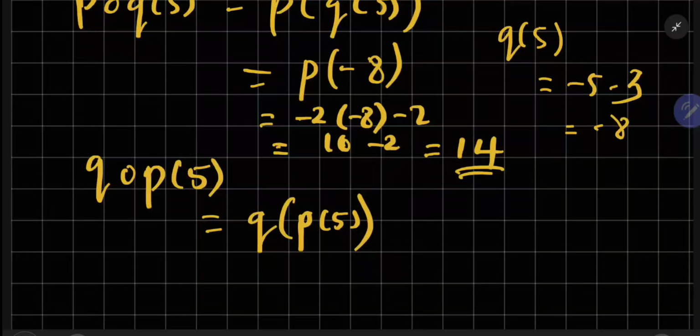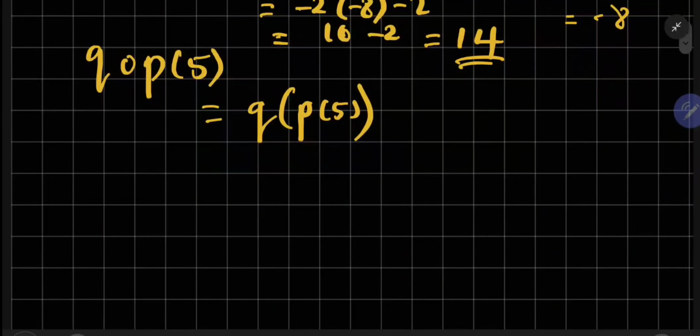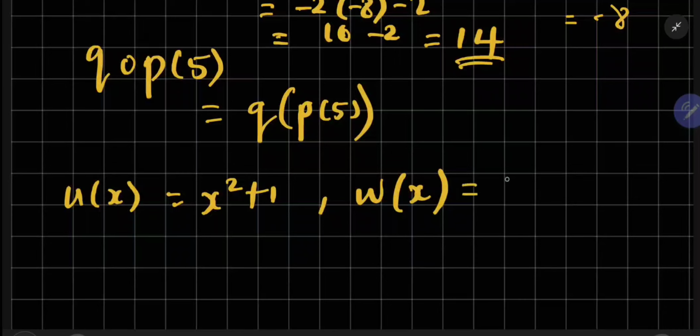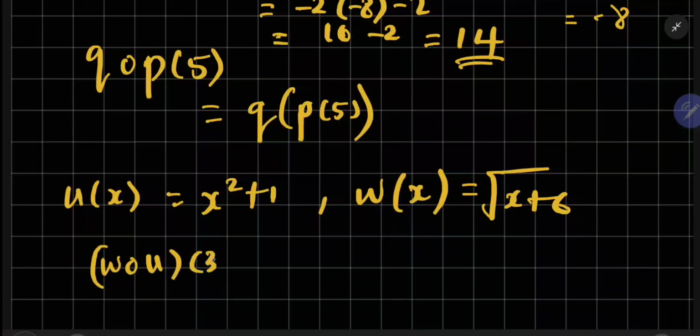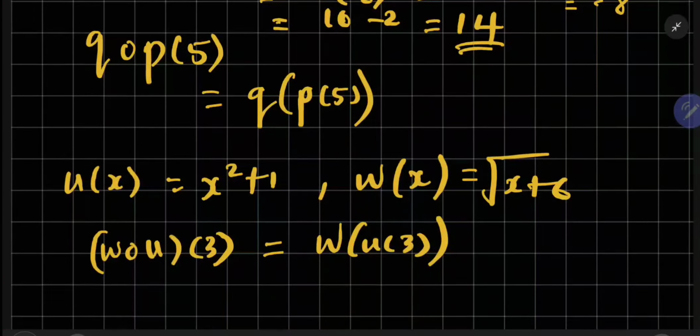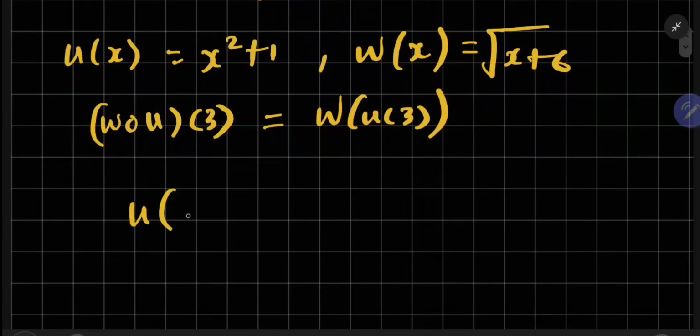Also, as an assignment, try this out. Let's say u of x is x squared plus 1, and w is square root of x plus 6. What is w of u, which is the same thing as saying what is w of u of 3? I'm actually more comfortable with this notation. So can you find this? Can you also find this?